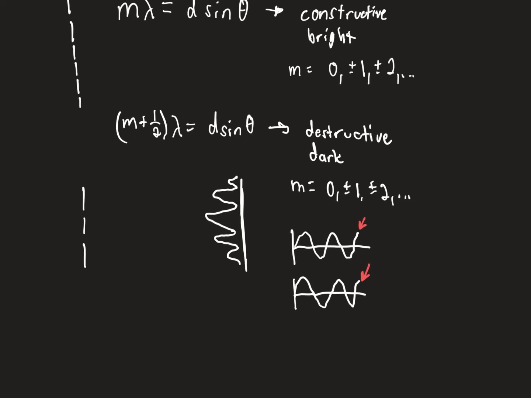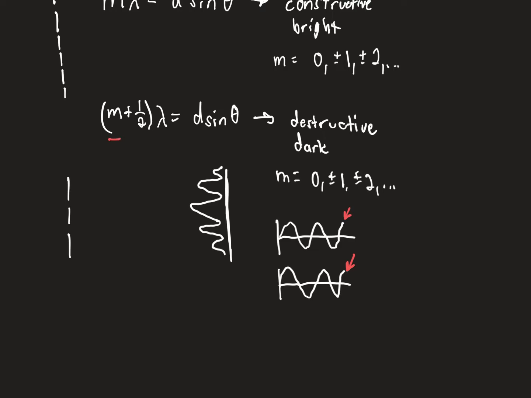Now let's say that I go with this bottom equation, m plus 1/2. So what I'm going to do is add half a wavelength to this. If I add another half of a wavelength, that brings me down to here. Now the top of one wave is meeting up with the bottom of another wave. What's that going to do? Cancels out. So that's literally what's happening. We're fitting an extra half wavelength in, and because of that, the waves cancel out. So we get these dark spots.